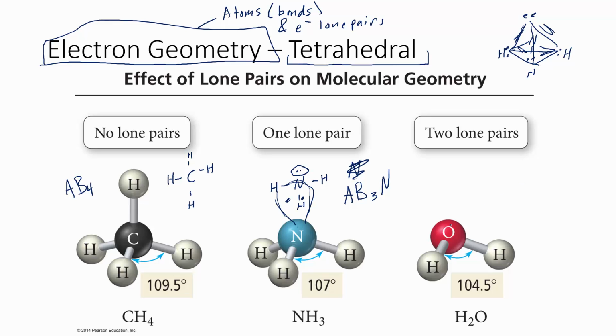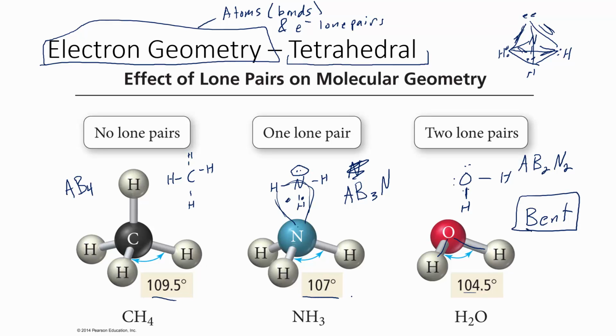Now if we have two lone pairs, like in water, we're looking at an AB2N2 molecule, and what we refer to this one as is just a bent shape arrangement. Yeah, I know, highly scientific after all this tetrahedral and trigonal pyramid, etc. But yeah, this one's just referred to as bent. And the angle again is compressed. We have 104.5 degrees instead of the 109 or even the 107.